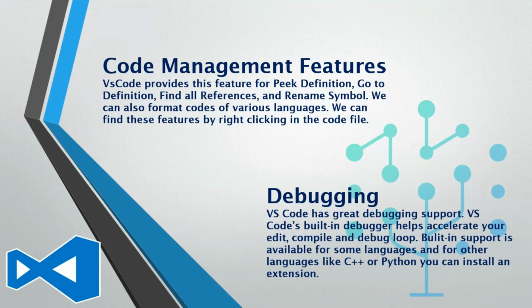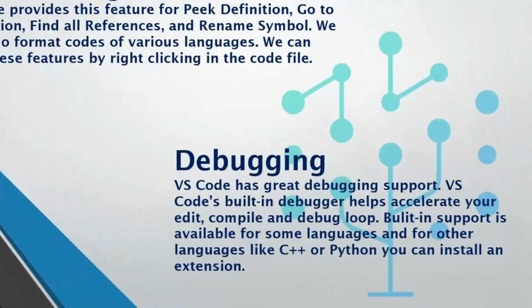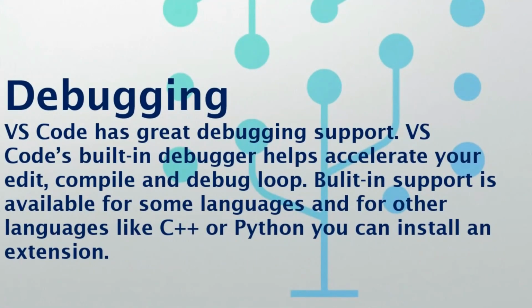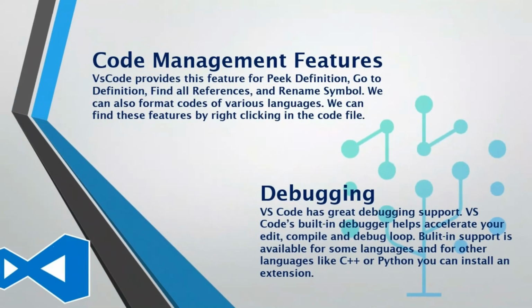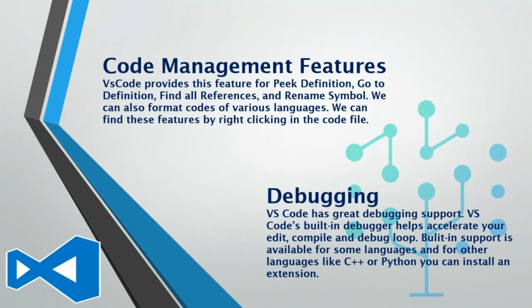VS Code also provides great debugging support. VS Code's built-in debugger helps accelerate your edit, compile and debug loop. Built-in support is available for some languages, and for other languages like C++ and Python, you can install extensions.